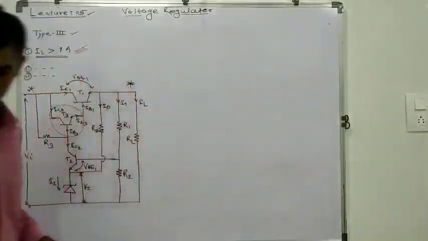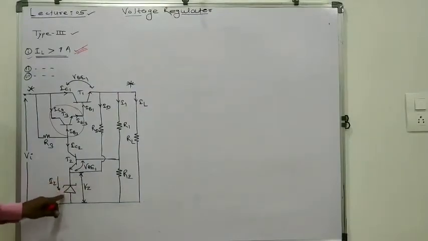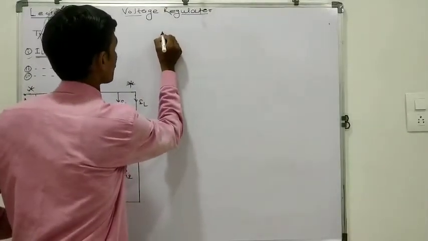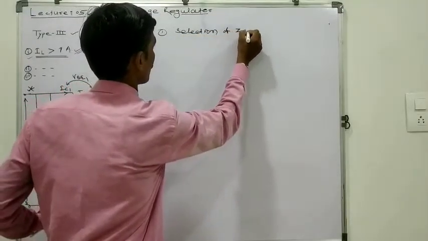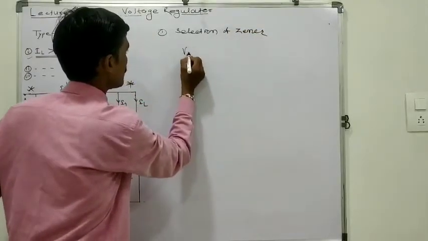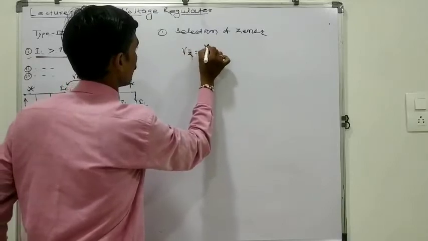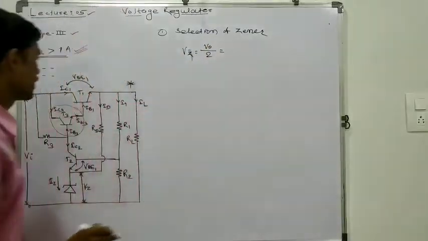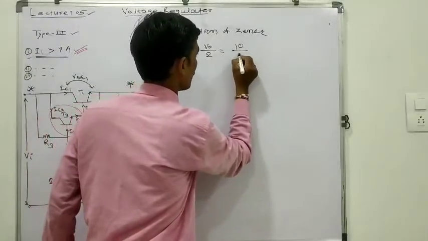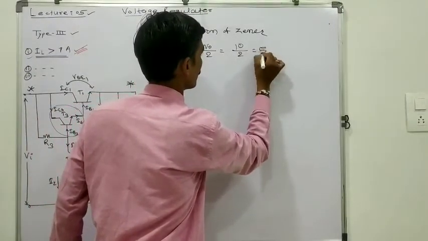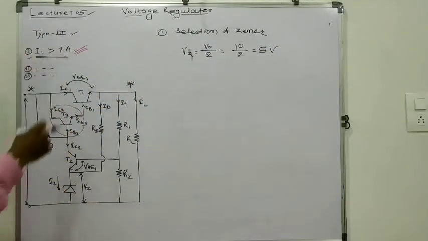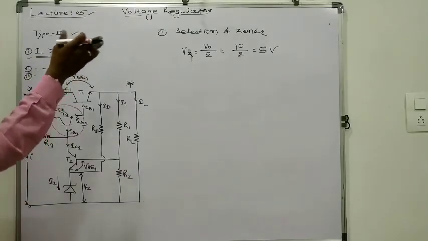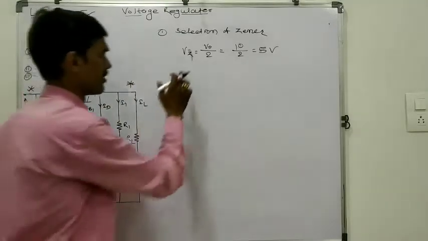Again, first start with the selection of the Zener diode. For the Zener, VZ is equal to VO by 2. We know that VO is given as 10 volt. So 10 divided by 2 is equal to 5 volt. As the output voltage is less than 30 volt, there is no need to select two Zeners, as the voltage across the Zener is 5 volt. So we have to select only a single Zener diode with this value.